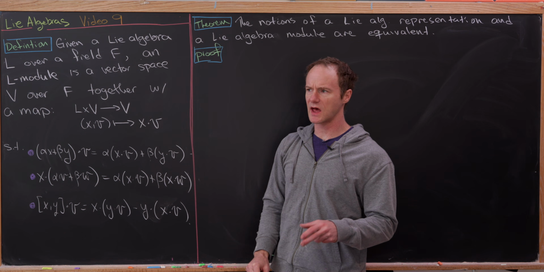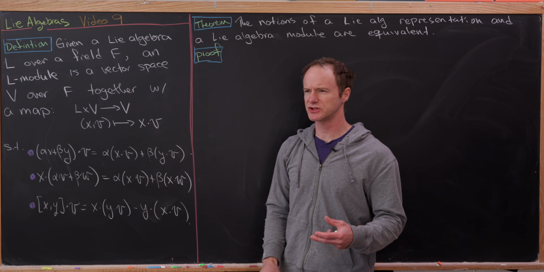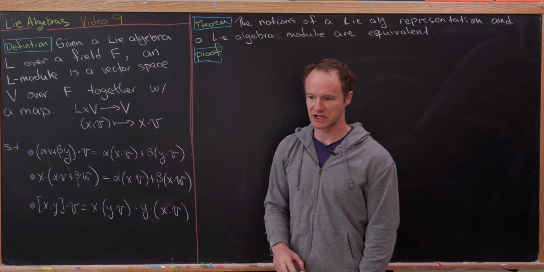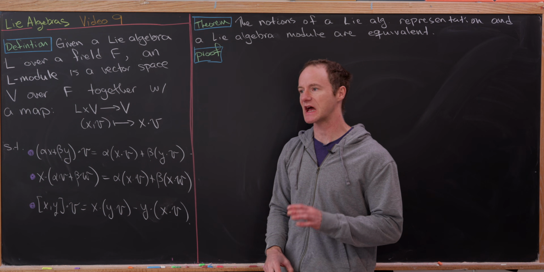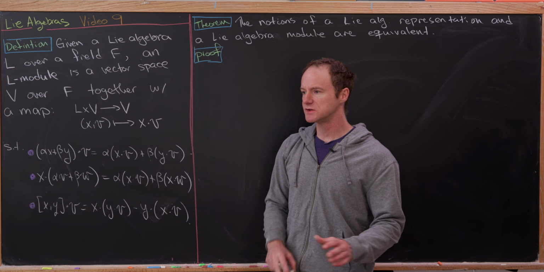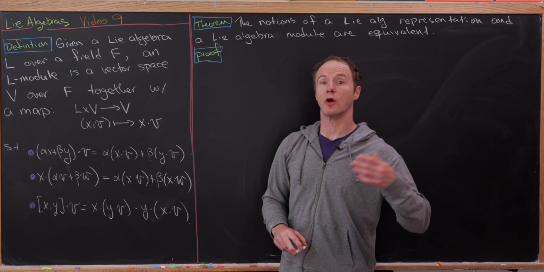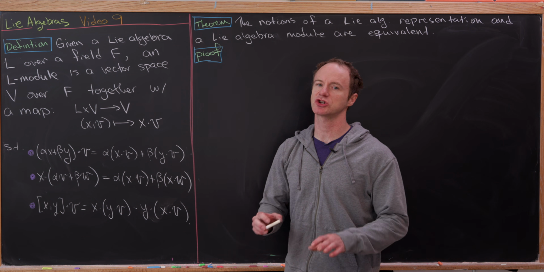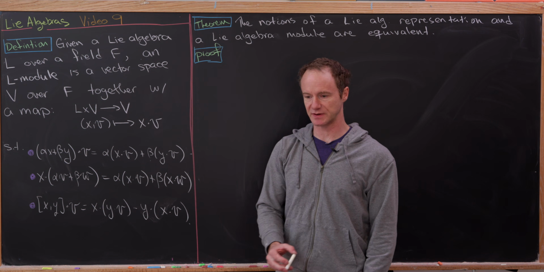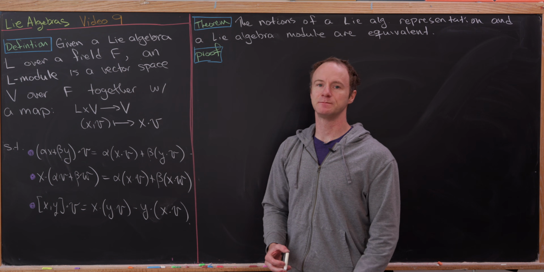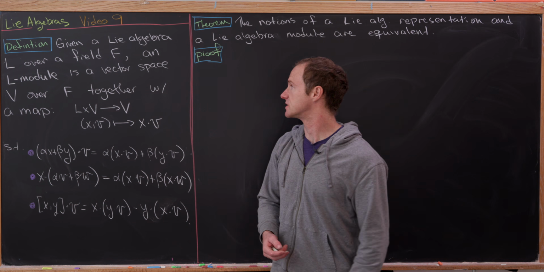Now we're going to look at another definition, which is essentially the same thing as that of a Lie algebra representation, and that is a Lie algebra module. So depending on exactly what you're trying to do, you might work with a representation of an algebraic structure or a module of an algebraic structure. But these are really the same idea. Okay, so let's look at our definition.